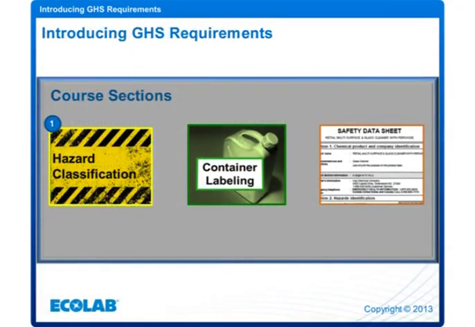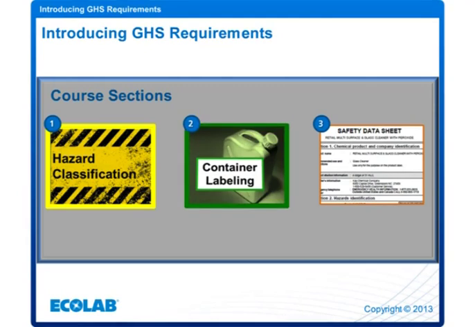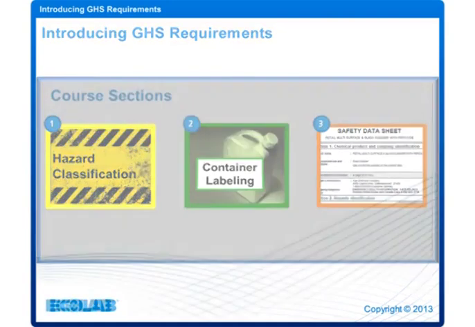We've divided the course into three sections. We'll begin with hazard classifications, where we will explore the GHS requirements for health and physical hazards classes. Next, we'll introduce the GHS container label requirements. We'll conclude the course with a brief explanation of each of the 16 required SDS sections.